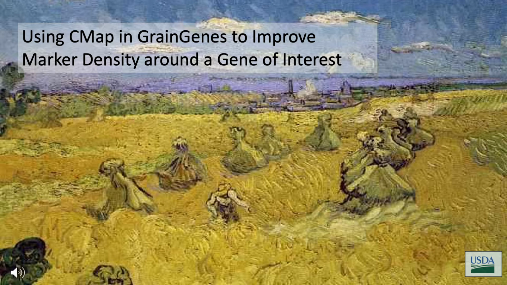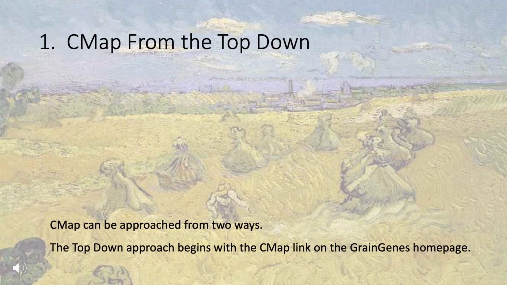In this tutorial, we will provide a way to increase the density of markers around a gene of interest using GrainGenes' comparative mapping tool, CMAP. CMAP can be approached from two ways. The top-down approach begins with the CMAP link on the GrainGenes homepage.